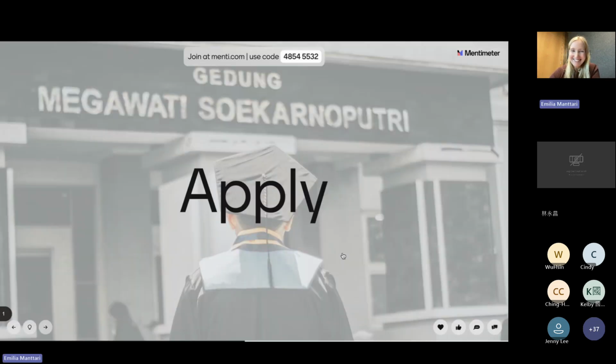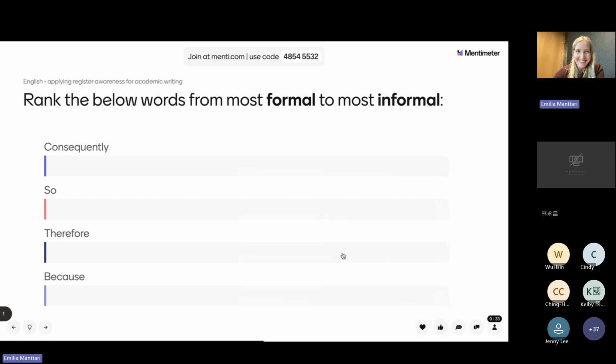Perfect. Then moving on to the next level, which is apply. And here we have, again, an example around teaching English. And this is around applying register awareness for academic writing. So really, the question here is rank the below words from most formal to most informal. And the words we have are consequently, so, therefore, and because.